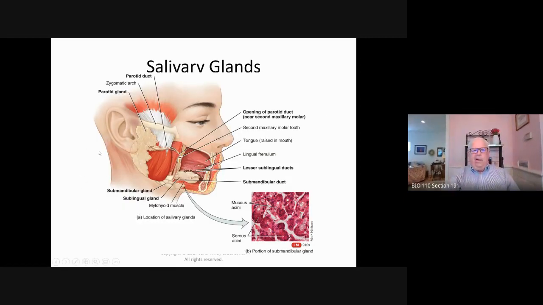And here they are. Here's the parotid gland right here. Here's the submandibular gland. And here's the sublingual gland. There they are. Okay? Know them. Know them. And know what comes out of them. And I'll talk to you about that in a second.